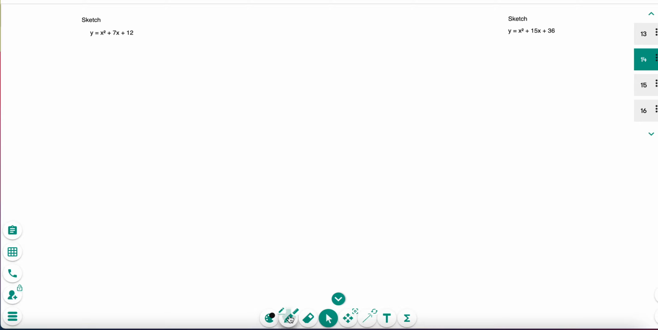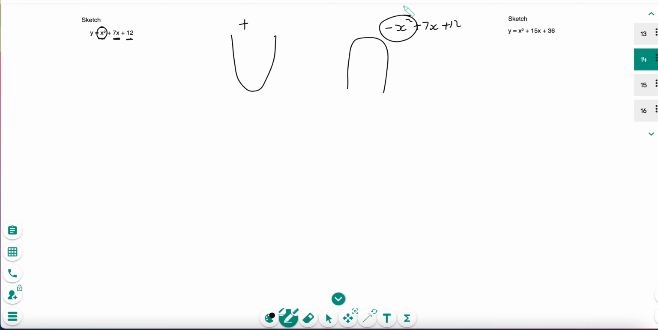So first, we're sketching quadratics. This is a quadratic: there's a square term, a single letter term, and a number term. A quadratic is either a U shape or an N shape. If the x squared term is positive, it's going to be U-shaped. If it's negative, like negative x squared plus 7x plus 12, it's going to be N-shaped.